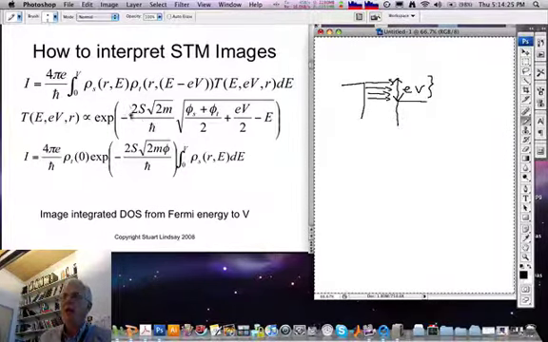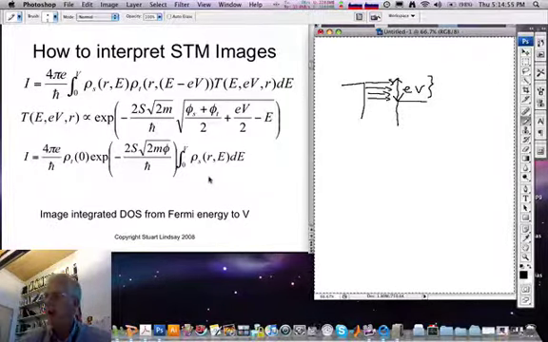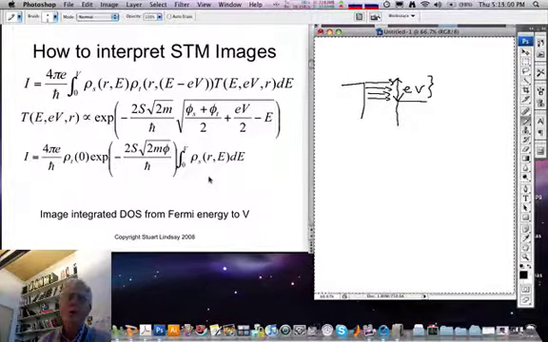In this expression here, we have used the square root of 2me over h bar squared times the square root of the work functions, and we've taken the average work function of the two electrodes. The expression at the bottom then is the final expression for the current that flows between a probe and a surface. And what this tells us then is that we integrate the density of states of the surface between 0 and V volts above the Fermi energy.